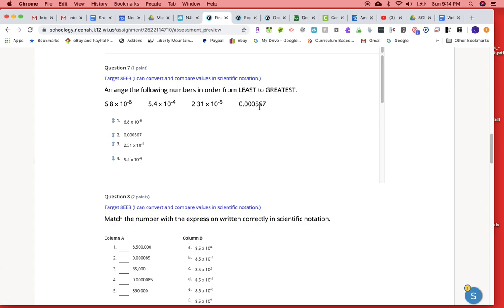So negative fifth is the next smallest, so I'm going to move this one up here. These are both to the negative fourth, so this would be 5.4 and this would be 5.6 as our coefficients. Which one's further in the hole, being they are both negative? This one's further from 0, so that would be our third. And our last one would be 5.4 times 10 to the negative fourth.